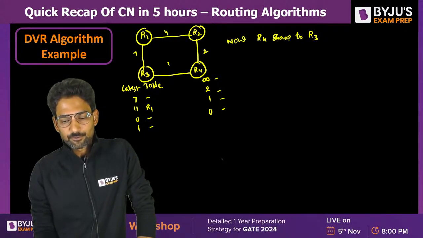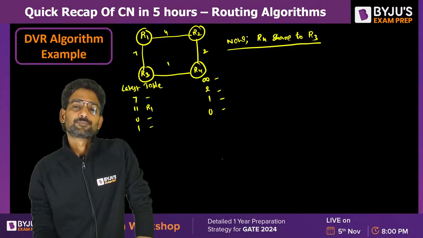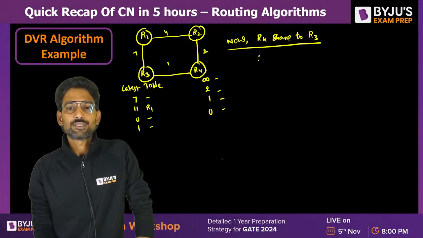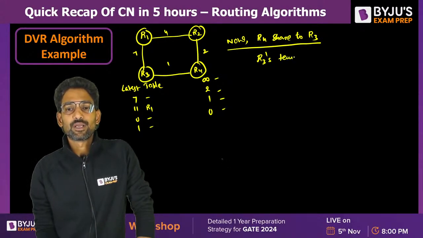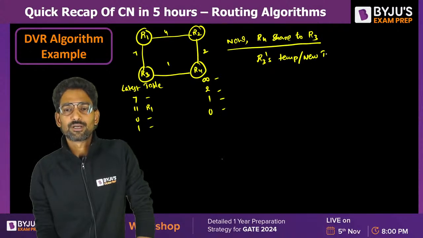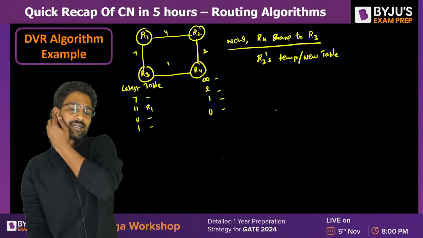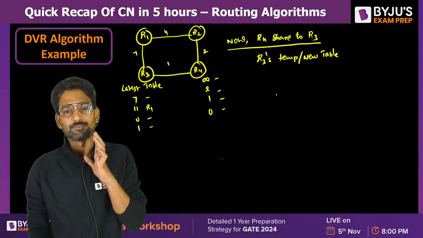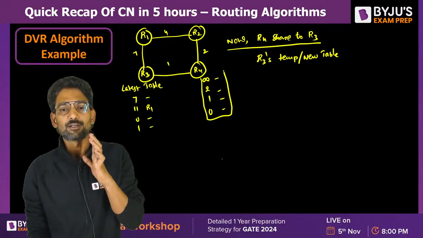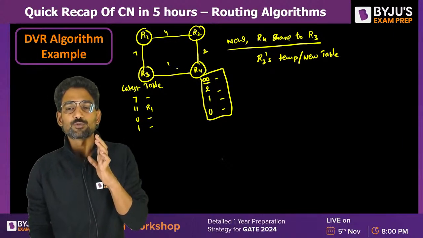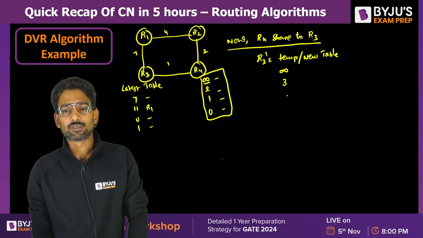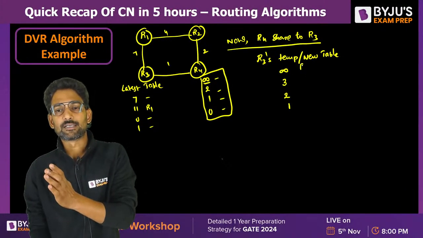Now, I am considering the scenario R4 shared to R3. Now, R4 is sharing to R3. Who is the receiver? Again R3, sender R4. So the receiver constructs again a new table, temp table you call it, or new table, no problem. So R3 again constructs a new table. How? Sender cost plus sender-receiver cost. So sender here means R4. So infinity plus 1, infinity, 2 plus 1, 3, 1 plus 1, 2, 0 plus 1, 1, and what would be the next node? Sender, R4.